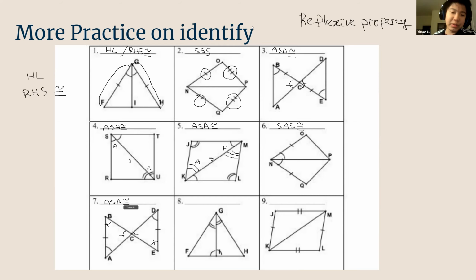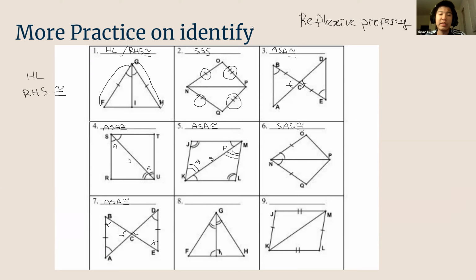Now in question number 8, we see that GH, once again, is congruent to itself through the reflexive property. So angle FGI is congruent to angle HGI, and angle FIG is congruent to angle HIG.